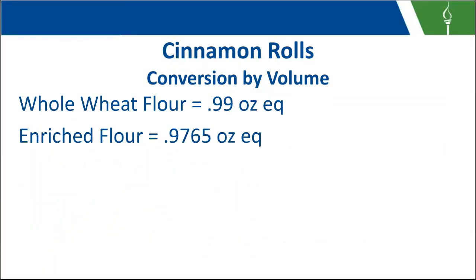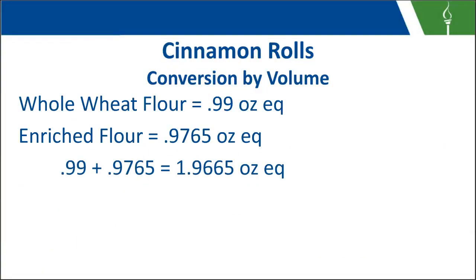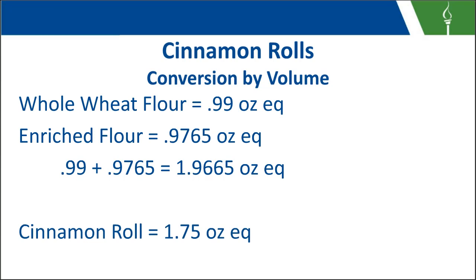So again, we're going to add these two together to get our total ounce equivalent for this menu item. So we have 1.9665 ounce equivalents of grains in this recipe. Since this does fall just a bit shy of the 2 ounce equivalent, which would be the next quarter ounce up, we do need to round this down to 1.75 ounce equivalent.